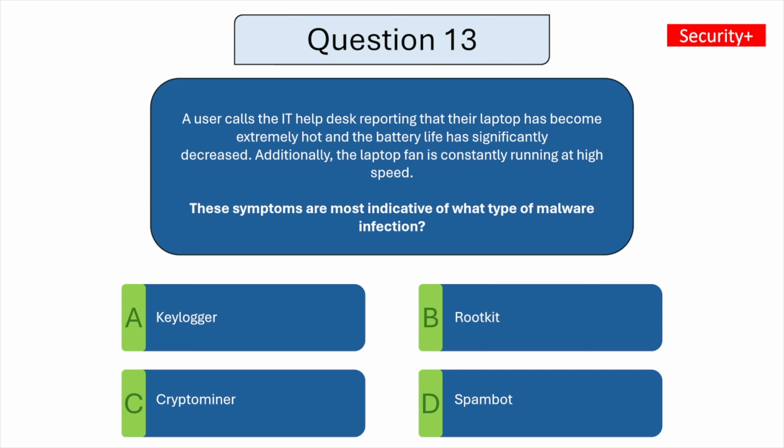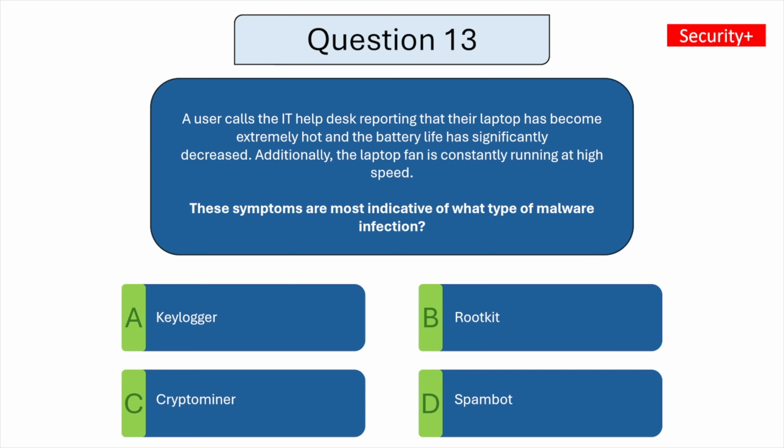Question 13. A user calls the IT help desk reporting that their laptop has become extremely hot and the battery life has significantly decreased. Additionally, the laptop fan is constantly running at high speed. These symptoms are most indicative of what type of malware infection? A. Keylogger. B. Rootkit. C. CryptoMiner. Or D. Spam bot.